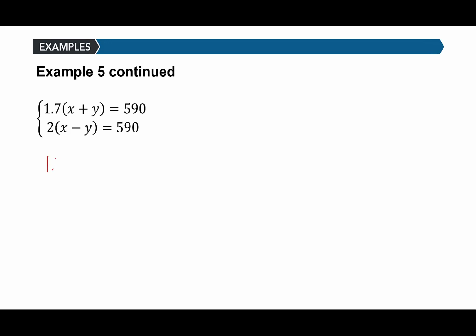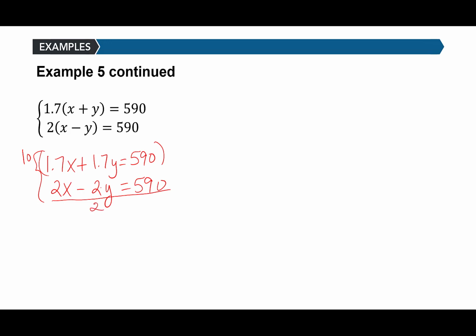So we get 1.7x plus 1.7y equals 590, and then 2x minus 2y equals 590. Now we don't like decimals in our equations, so we can multiply each side of the first equation by 10 to clear out those decimals. The other thing you might notice is that in the second equation, there's a common factor of 2. So if you wanted to, you could divide the second equation by 2 just to make the coefficient 1 on one of those variables.